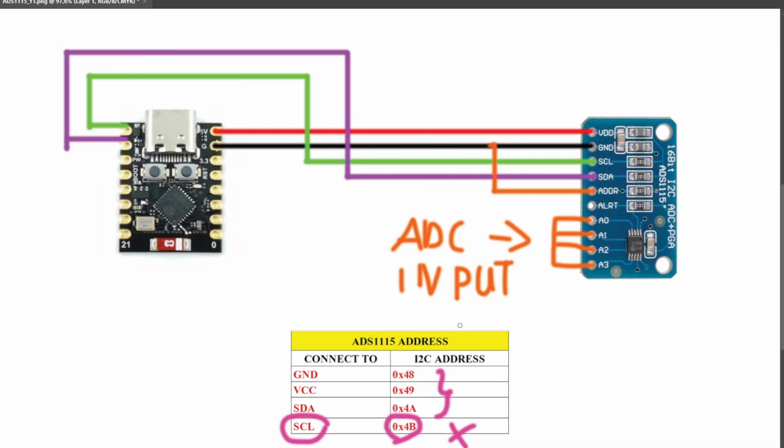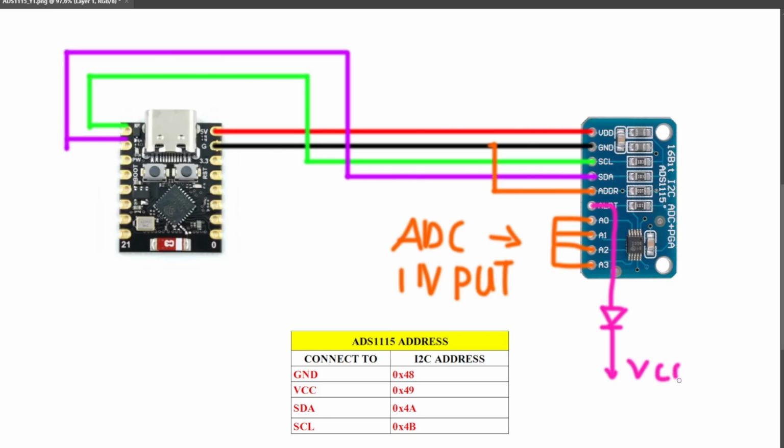Personally, I would avoid connecting the ADDR pin to SCL unless you've verified that it works correctly with your specific module. As for the alert pin, it is an open drain output that can be used to indicate different events, such as successful data conversion or error conditions. For a simple test, you can connect an LED to this pin.